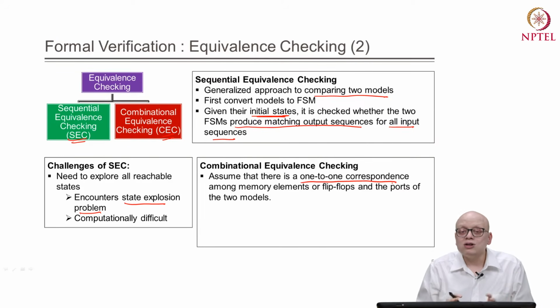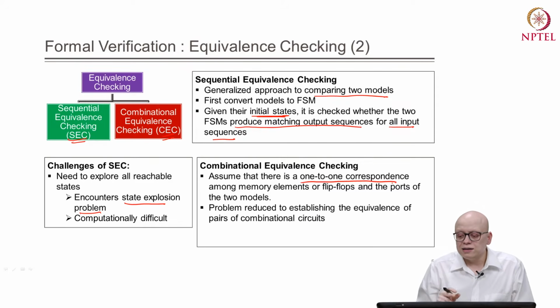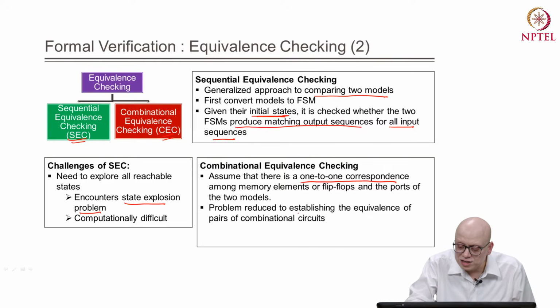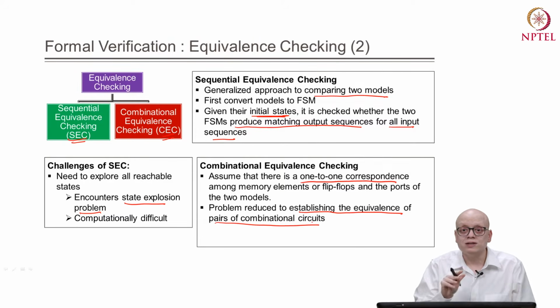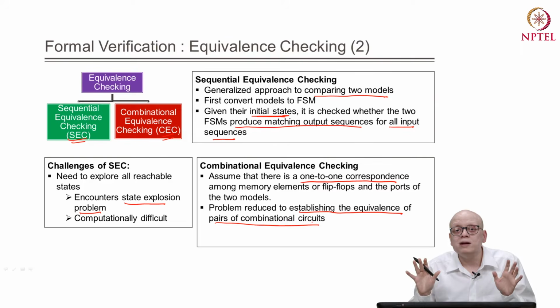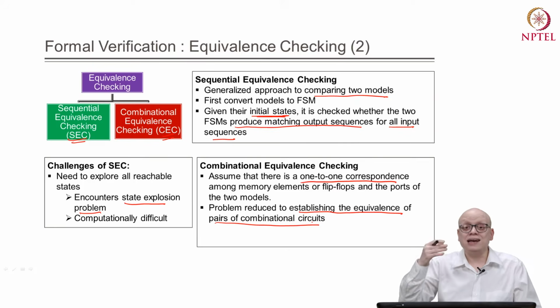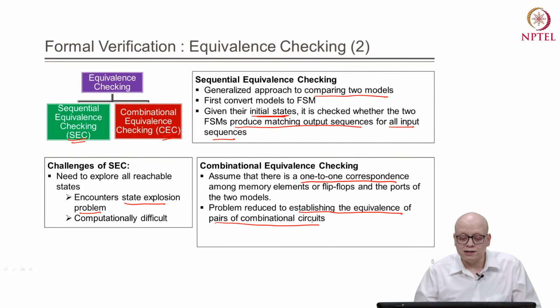If these correspondences are there, then the problem of equivalence checking is simplified to establishing the equivalence of pairs of combinational circuits, not one circuit, but multiple pairs of combinational circuits. So, now we do not have to worry about the states and the traversal of states.